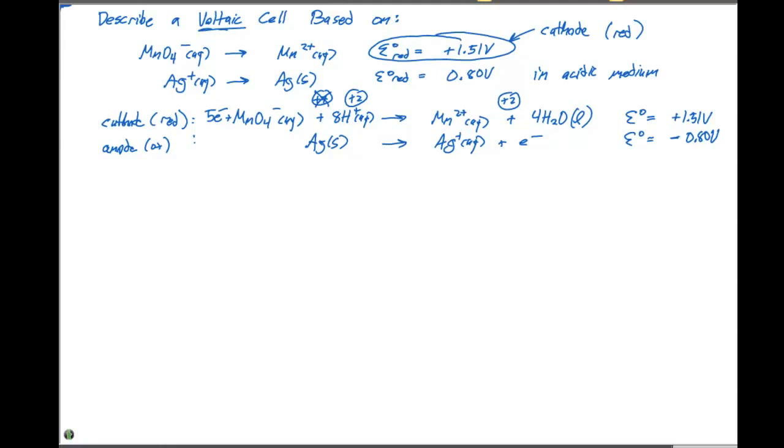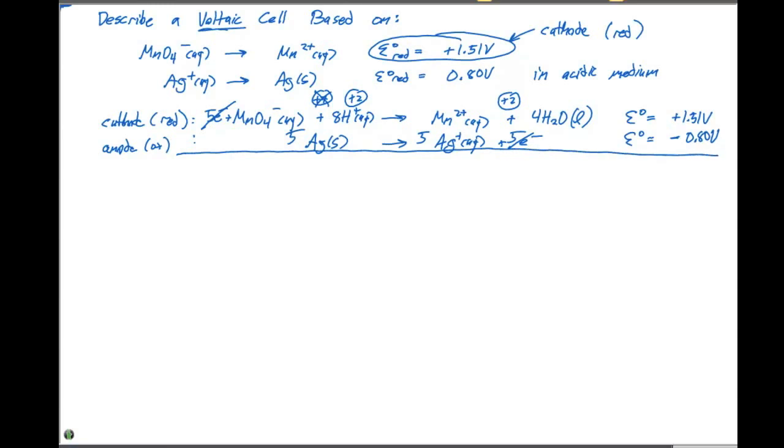So in order to add everything up here and get the overall reaction, we need to make sure our numbers of electrons cancel. In the first half reaction, we have 5 electrons. In the second, we only have 1. So we need to multiply everything in the second reaction by 5. Remember, we do not multiply the cell potential by 5. So the number of electrons will cancel out.